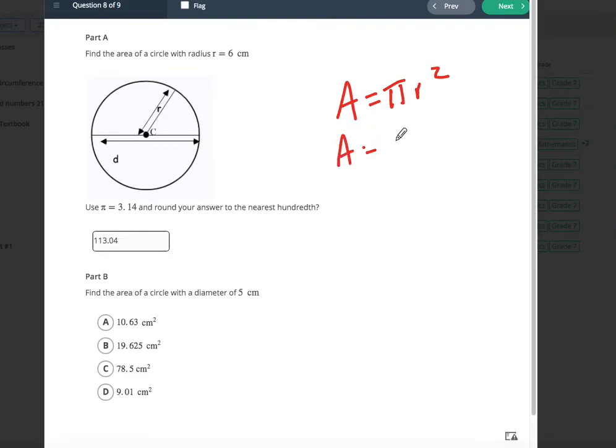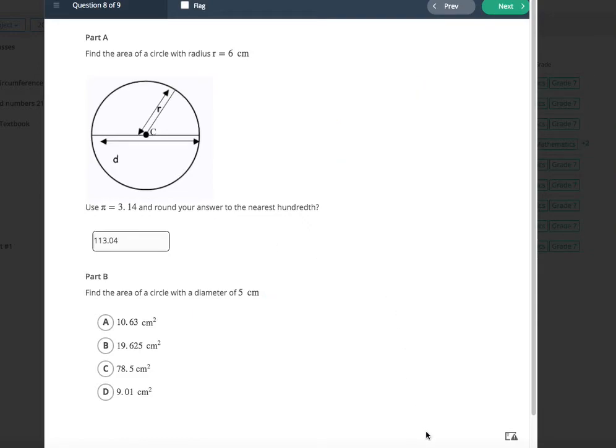So area equals 3.14 times 2.5 squared. Again, the diameter is 5 centimeters. That means the radius is half of 5, so that means the radius is 2.5.